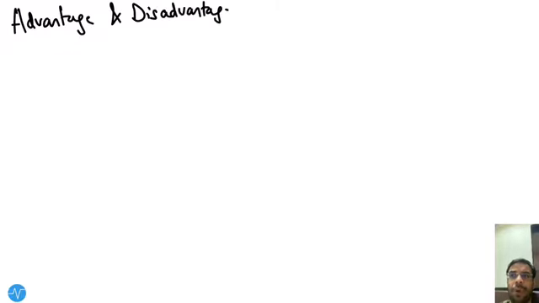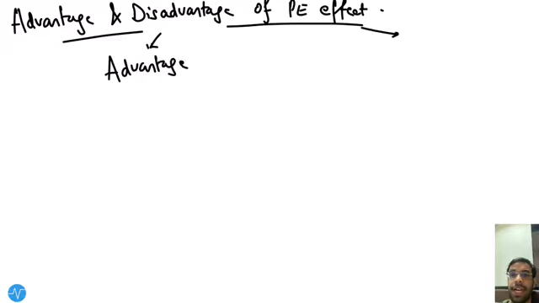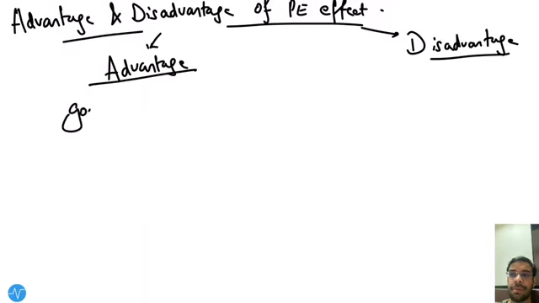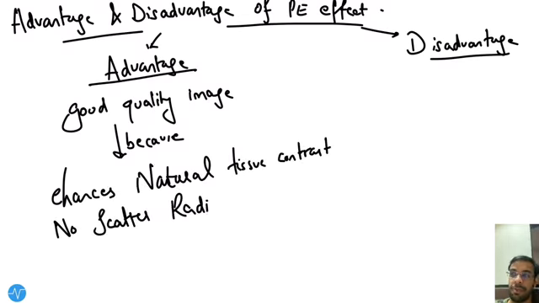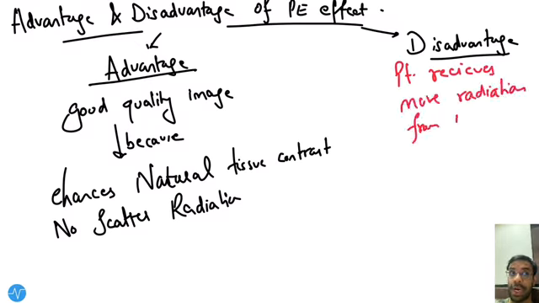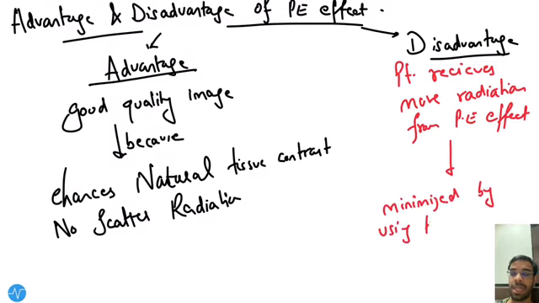Let's study the advantage and disadvantage of the photoelectric effect. Now, what is the advantage? Good quality of the image because it enhances the natural tissue contrast and there is no scatter radiation. Disadvantage is that the patient will receive more radiation because the photoelectrons are harmful. Therefore, we have to minimize it by using high kVp technique.